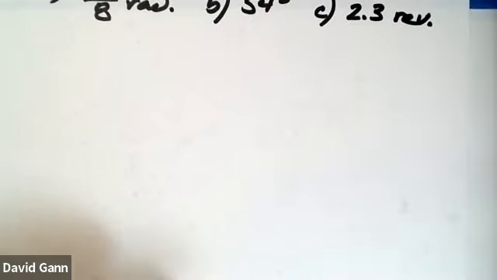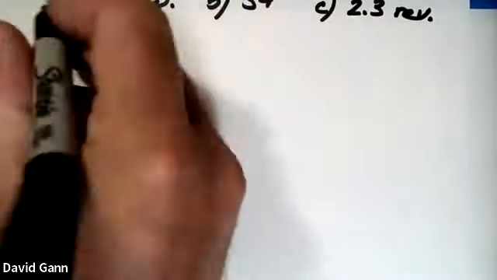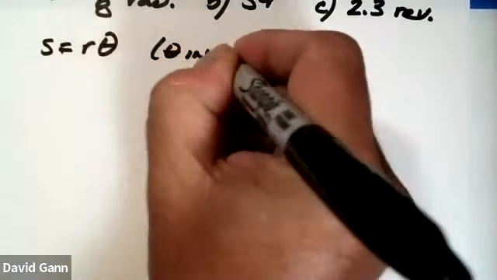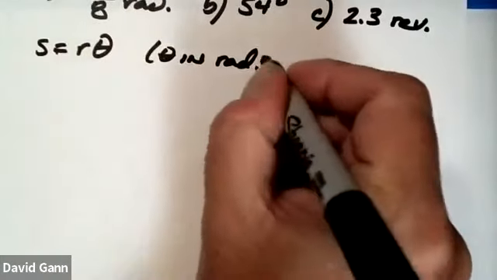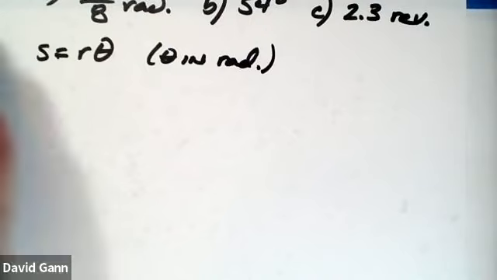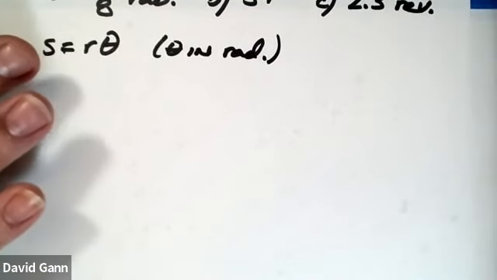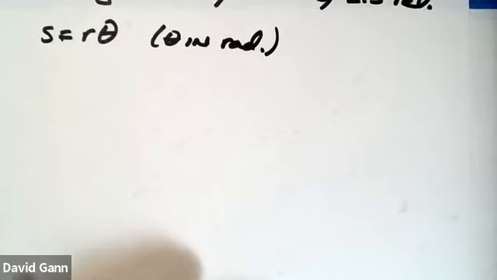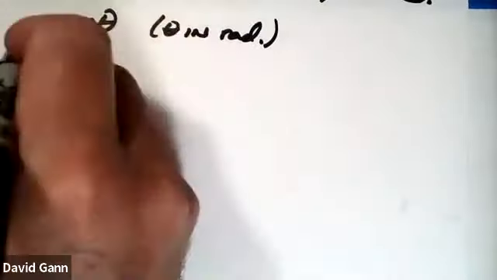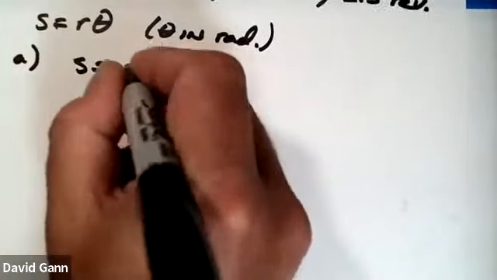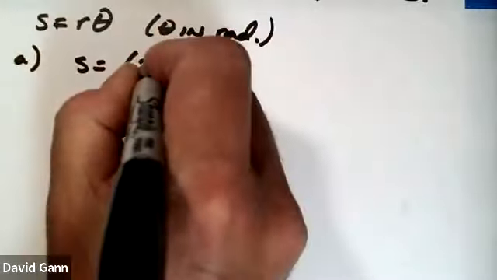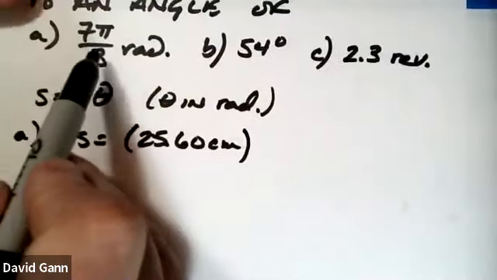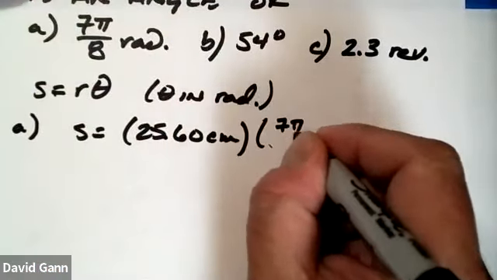So for the first one, notice every one of these problems is solved by S equals R theta, where theta is in radians. That's not part of the equation, that's just something I write down every time to remind myself. We'll look at a couple different formulas in this chapter, and they all require that you put theta into radians at the very first. So for this part A, S is equal to the radius, which is 25.60 centimeters, times the angle in radians, which is 7 pi over 8.